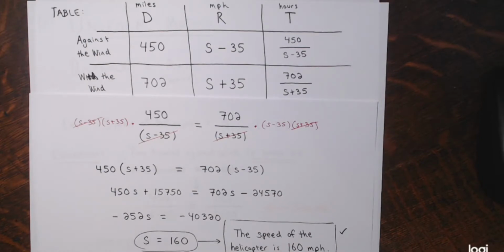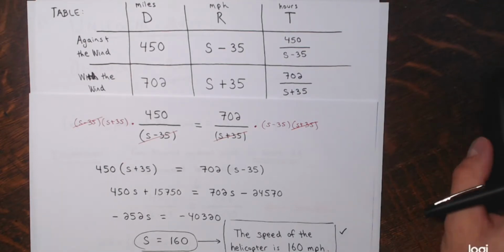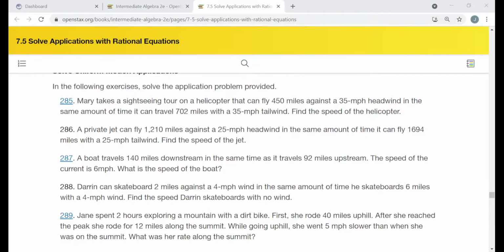All right. Wonderful. So that was example 1, exercise 285, and pretty much the rest of them I'm going to set up in a very similar fashion with these 2-row tables, distance, rate, time tables. So example 2 is going to be exercise 286. Scroll this down a tad.